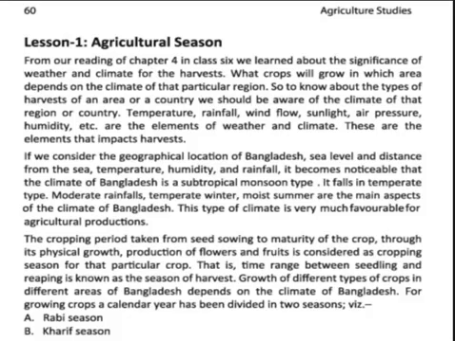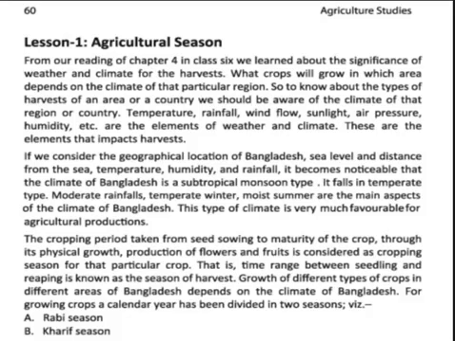Subtropical means relating to a region adjacent to the tropics, and monsoon means the season of heavy rain, the wind that brings rain. That means the heavy rain that falls during the summer in all Asian countries. We are living in a subtropical monsoon area. Moderate temperature, moderate rainfall, temperate wind, and moist summer are the main aspects of the climate of Bangladesh. This type of climate is very favorable for agricultural production.